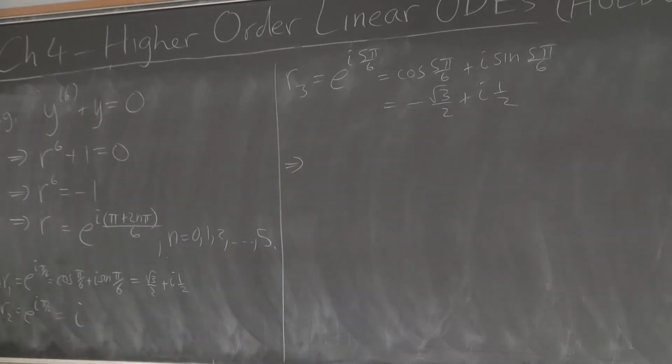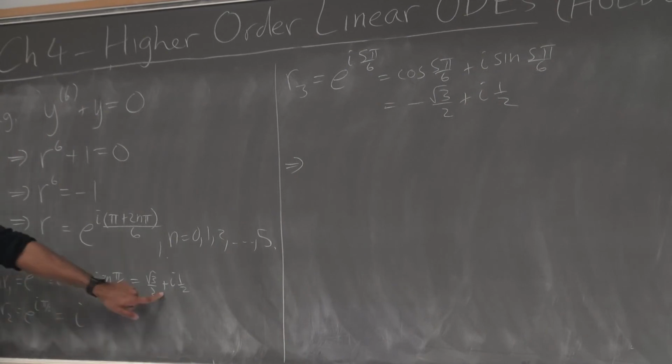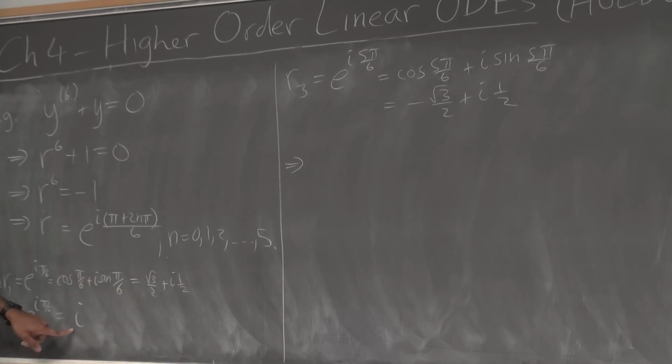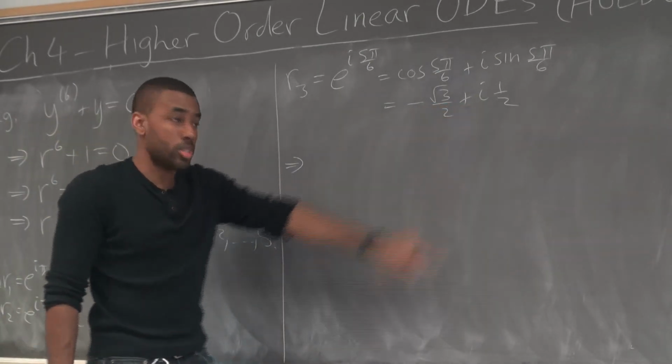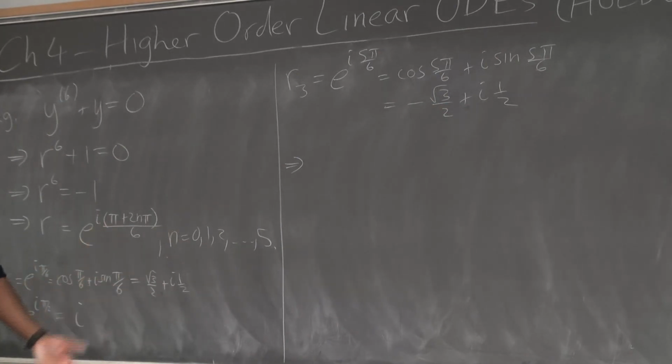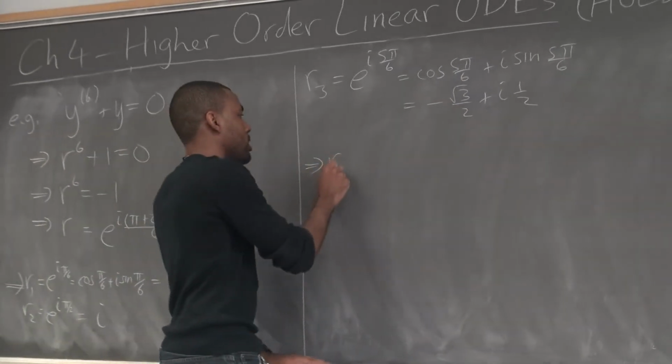Now remember what we said, complex roots come in conjugate pairs. If this works with a plus sign, it will also work with a minus sign, so that gives me another solution. This works with a plus i, it will also work with a minus i, that gives me another solution. So I have 3 solutions, but they come in pairs, so I automatically know the other 3.